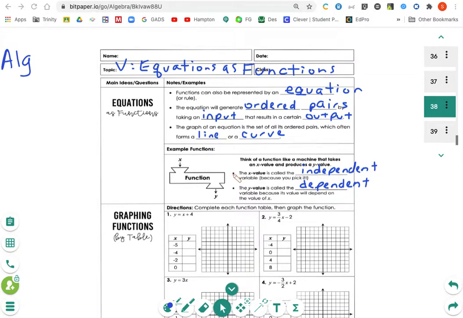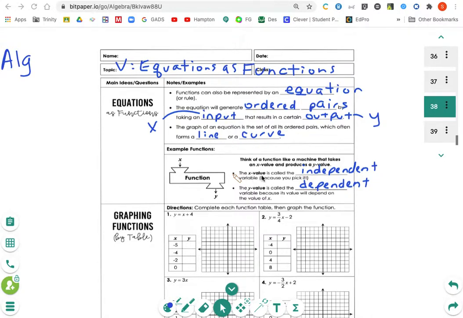Equations as functions. So we're going to go in and fill in some vocabulary words here. Functions can also be represented by an equation. The equation will generate ordered pairs by taking input, which is your x, that results in a certain output, which is your y. The graph of an equation is the set of all ordered pairs, which often forms a line or a curve.